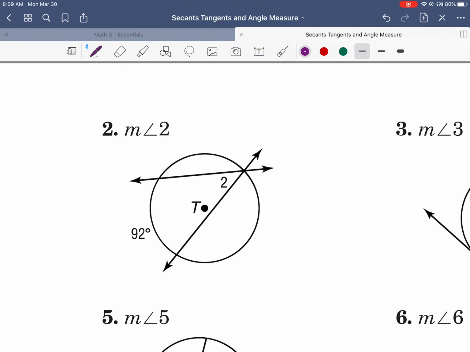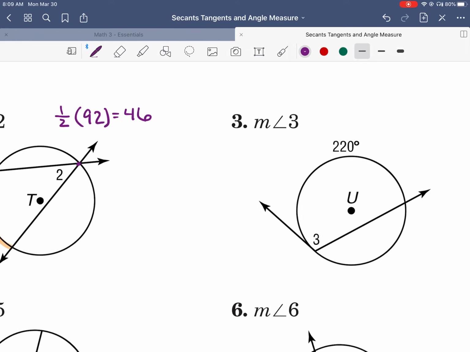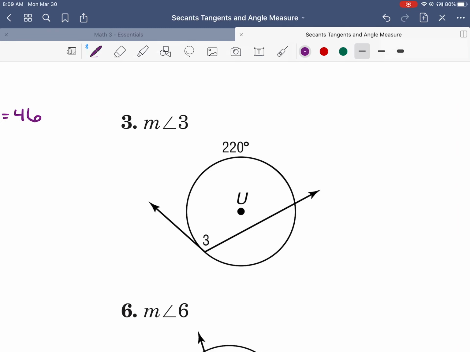Measure of angle 2. Angle 2 is on the circle. So notice how the vertex is on the circle right here. So it's going to be half the arc it creates. The arc it creates is 92. So we're going to do half of 92, which equals 46. All right. Angle 3 is on the circle. So we're going to look at the arc it creates. The arc it creates is this one right here, which is 220. So we're going to take half of 220. Half of 220 is 110.